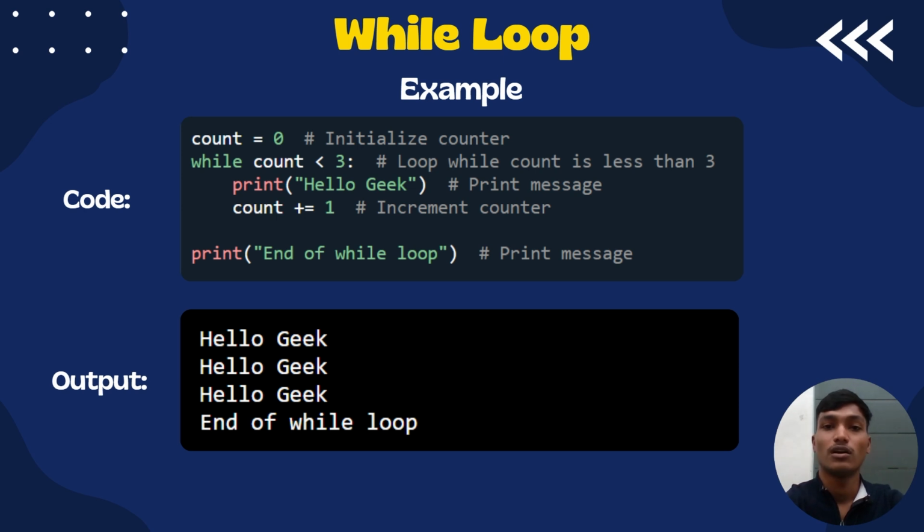While loop example. First, count is 0. While count is less than 3, print hello geek, count plus equal to 1, print end of while loop.